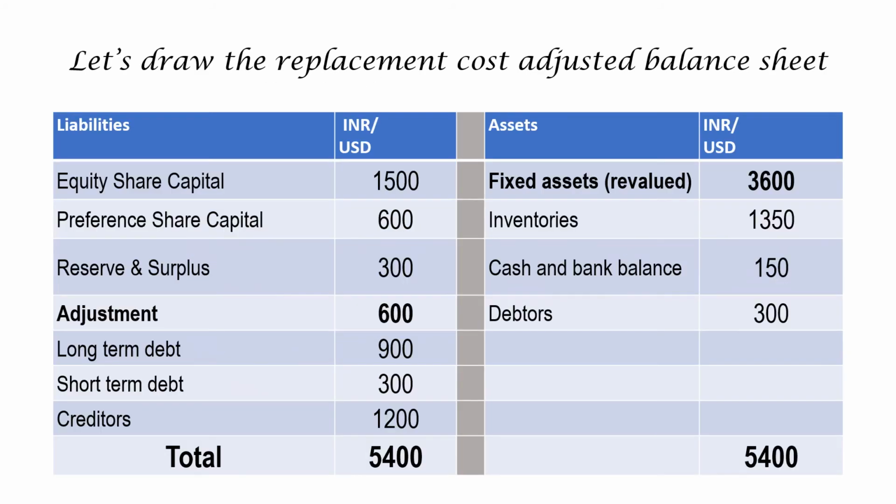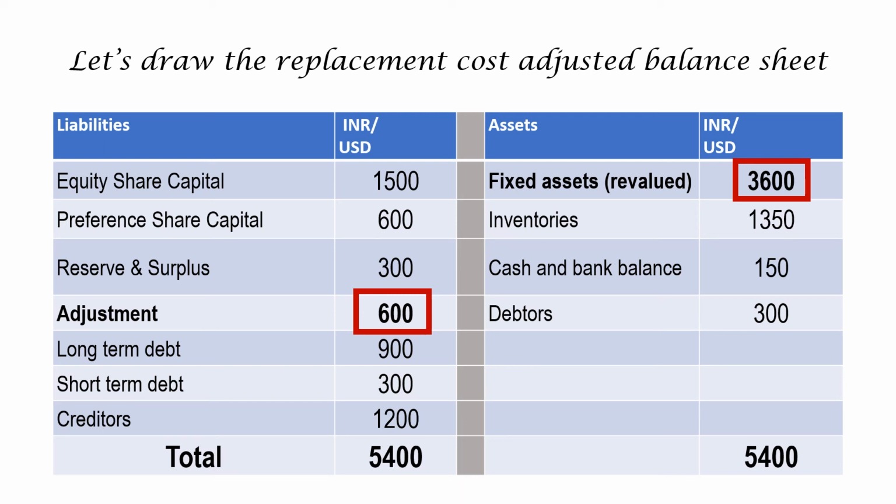On the left side, the only change is the adjustment of rupees 600 derived from the assumption of 20%, that is 3,000 into 20 divided by 100. And on the asset side, the fixed asset is revalued at 3,600 instead of 3,000. All other line items remain unchanged from the first table given in the question.